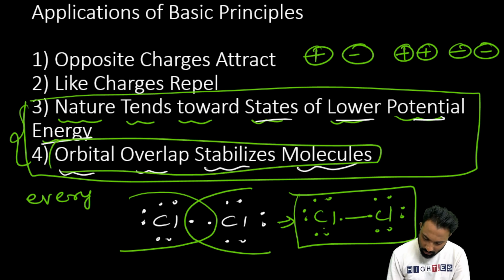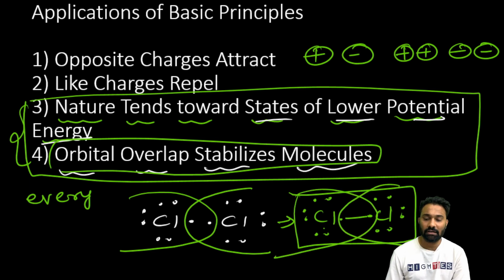See, now this chlorine's octet has been completed by sharing 1 electron. Total 8 electrons are there. This other chlorine also, by taking 1 electron, has completed its octet. Clear? Done.